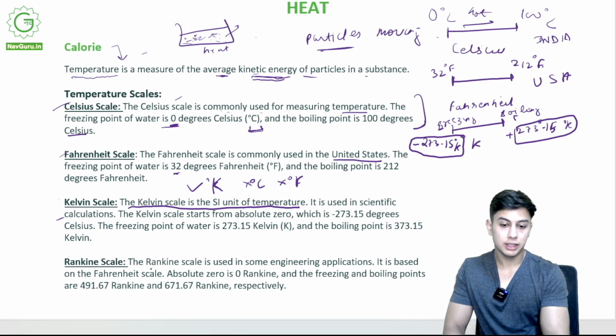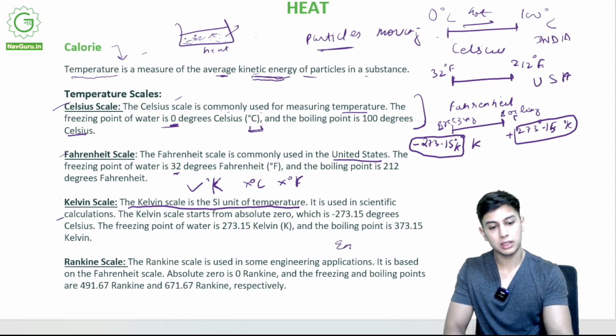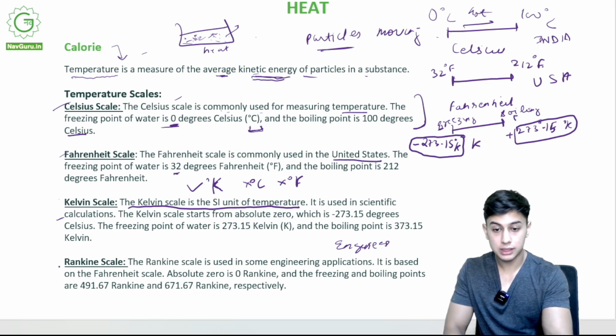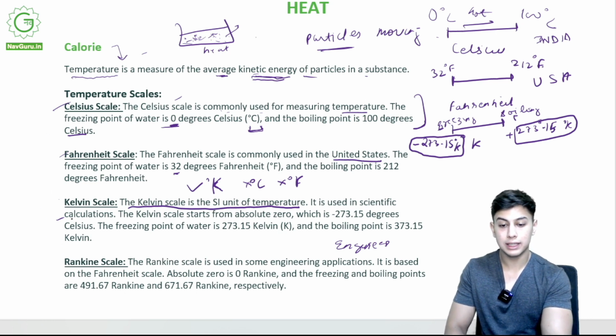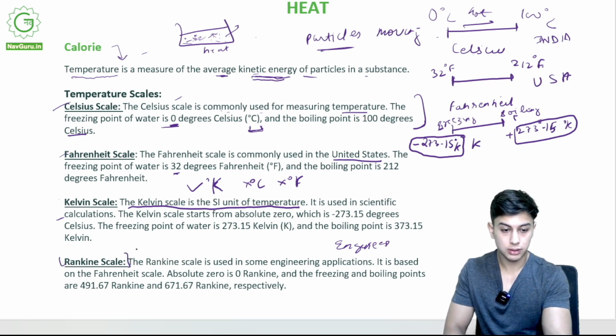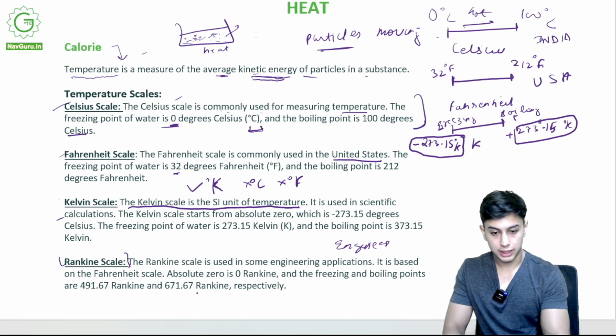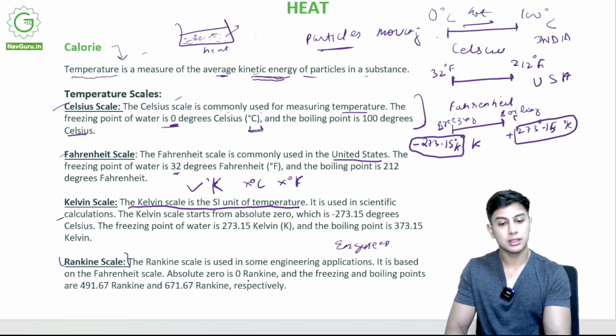Rankine scale. The Rankine scale is used in some engineering applications. It is used by engineers. It is based on the Fahrenheit scale. They can ask you, which scale is based on the Fahrenheit scale? You will say Rankine. Absolute zero is 0 Rankine.